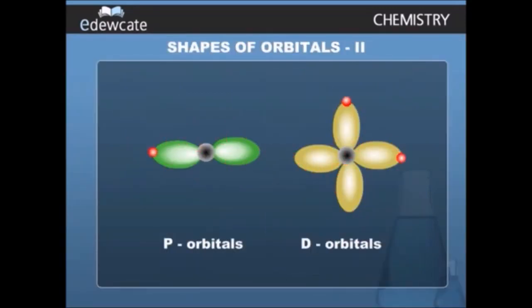In our next video, Shapes of Atomic Orbitals Part 2, we will learn in detail about the boundary surface diagrams of p and d orbitals. Thank you.